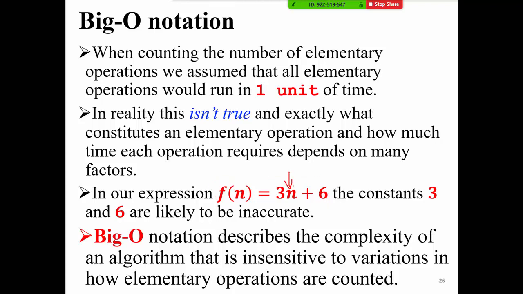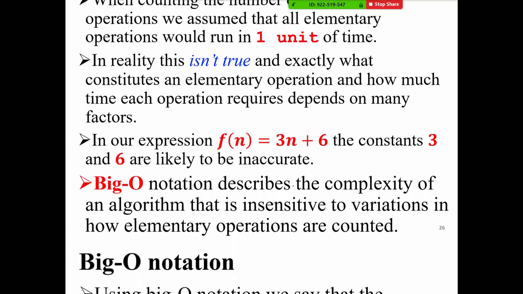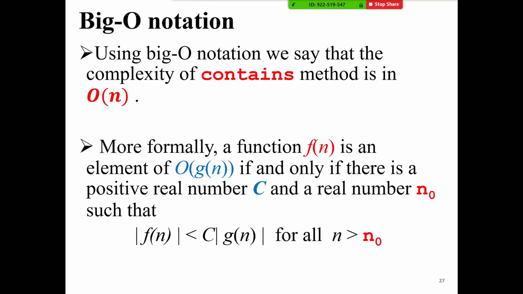So this belongs to O of n. It's linear time. As the size of input increases, the running time will increase linearly with the size of input. We're going to see more details in the other slide. So we say f of n is an element of the family of g of n.